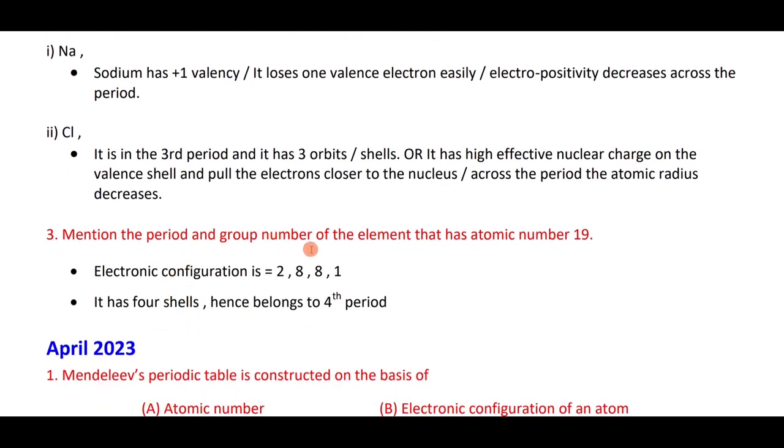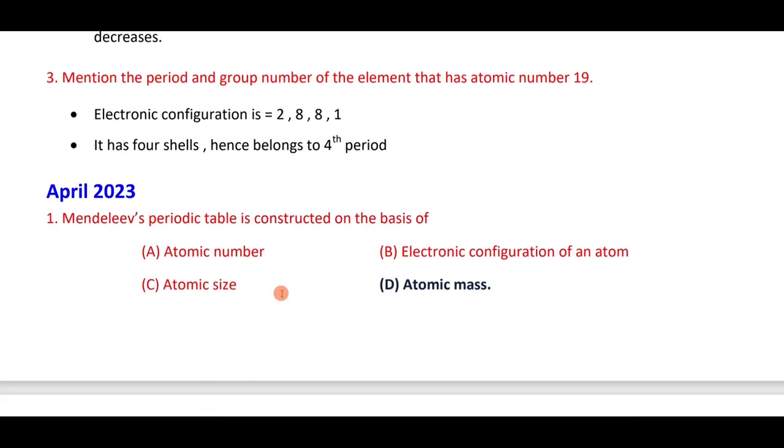Mention the period and group number of the element that has atomic number 19. First write down the electronic configuration: 2, 8, 8, 1. It has 4 shells, hence it belongs to the 4th period.